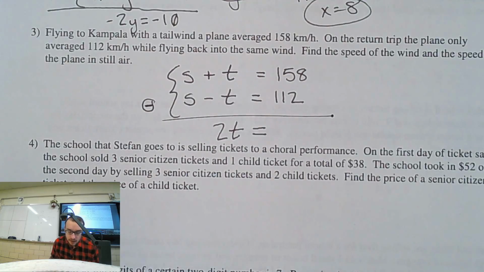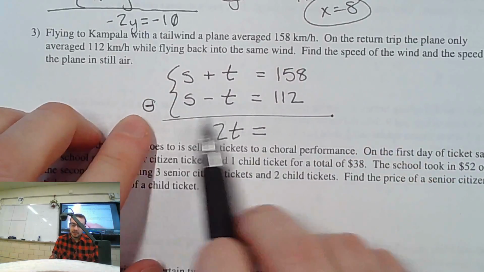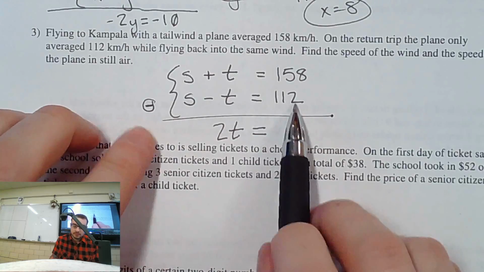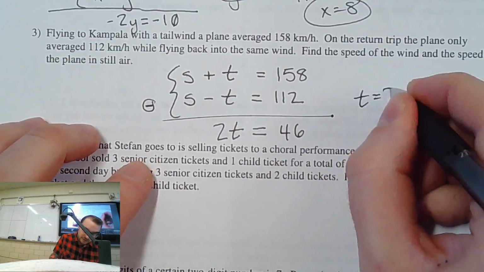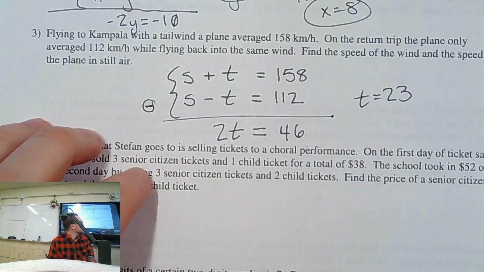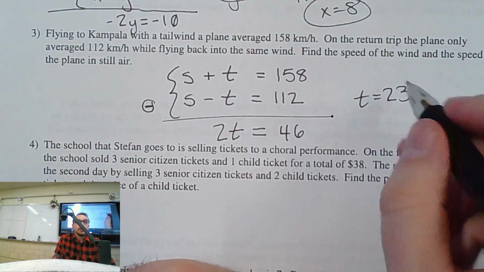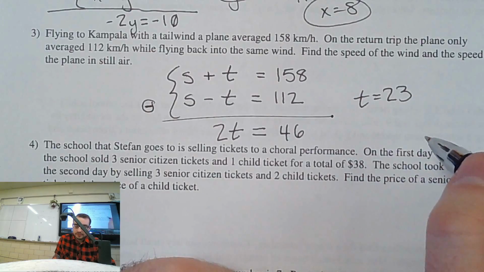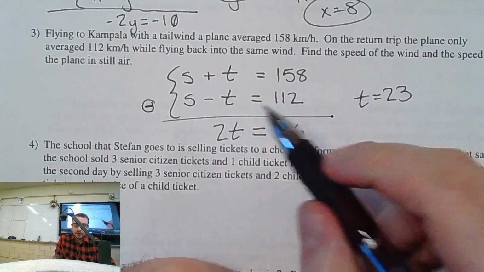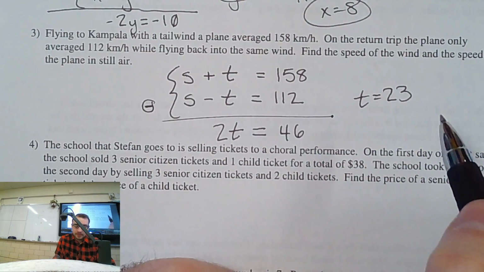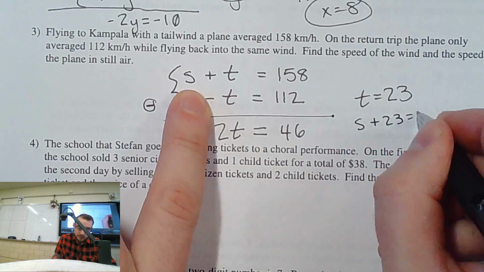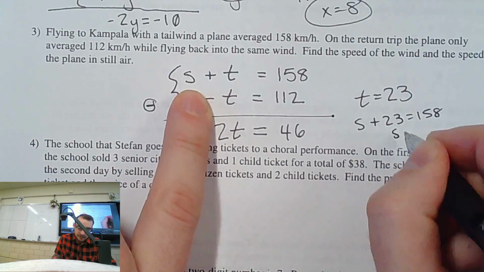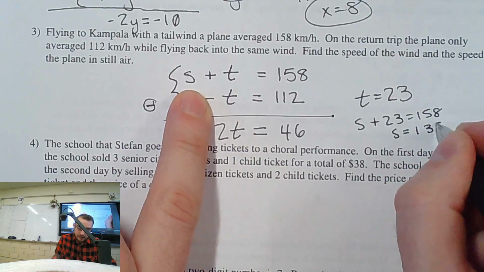All right. 158 minus 112. 46. We divide by 2, we get 23. So that's T. So the tailwind is 23 miles per hour. We can plug that in and figure out what the speed of the plane was, right? So if I plug it in here, I get S plus 23 equals 158, which means S is going to be 135.